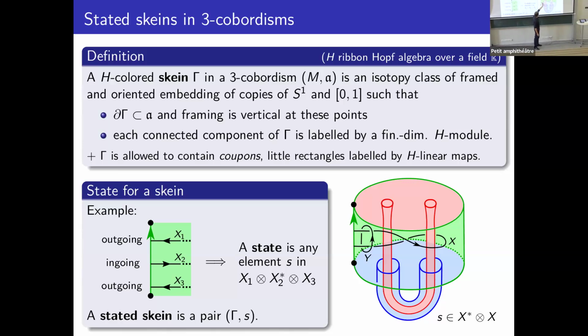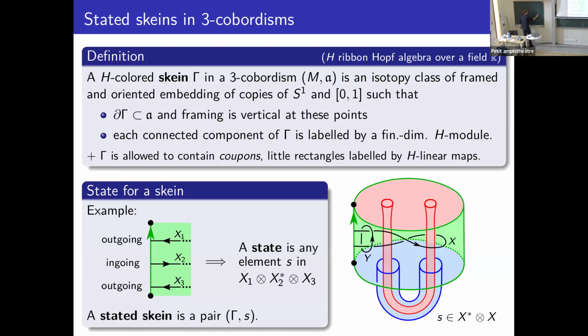And if you follow the arrow, here you are outgoing. So you are in X dual and so X. Okay. Maybe a comment. For the state, you don't need to search for a physical relevance to the word state. It's just a word like any other. And just a comment also.